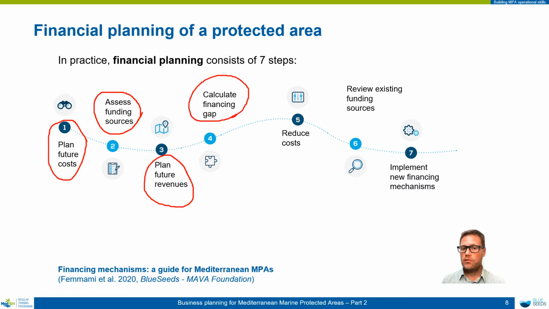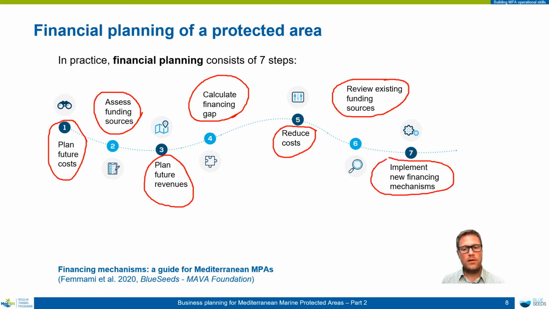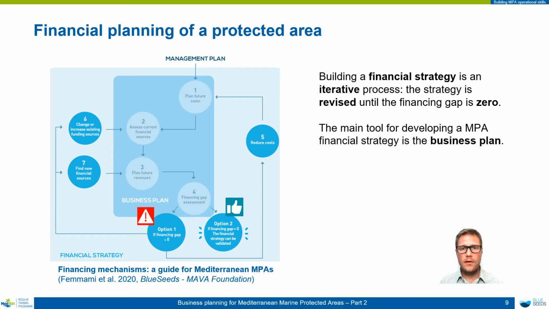The fifth step is to try to reduce this financing gap by reducing your costs. You can also try to review and optimize your funding sources to reduce this gap. Finally, this may not be sufficient, and you will need to implement new financing mechanisms for your marine protected area. Presented differently, you see that the 7 steps of the financial planning roadmap form a system. This is because building a financial strategy is an iterative process. The strategy is constantly revised until the financing gap of the MPA is close to zero.